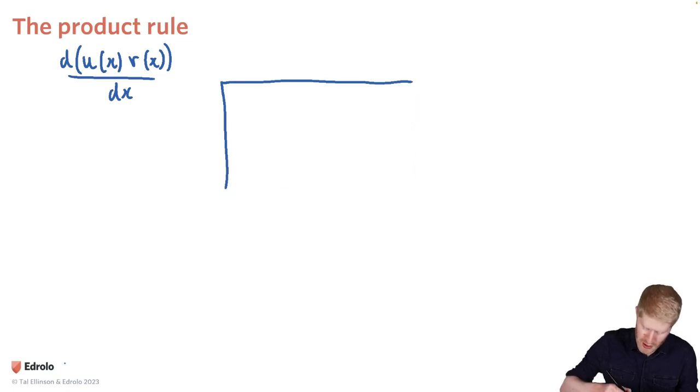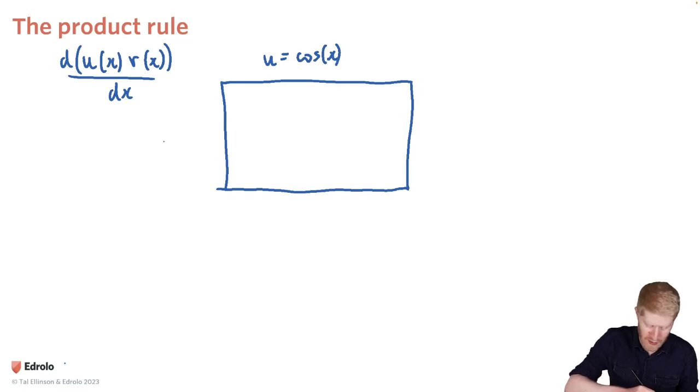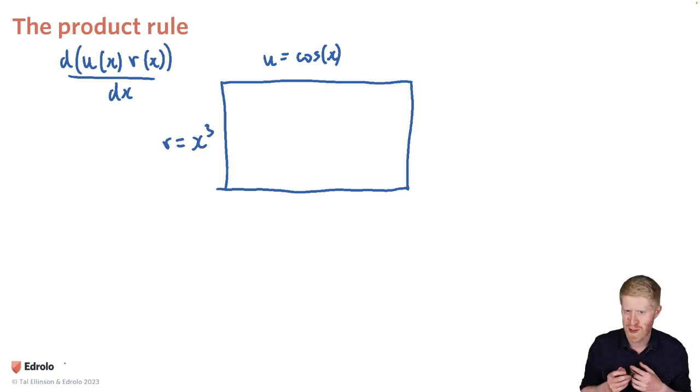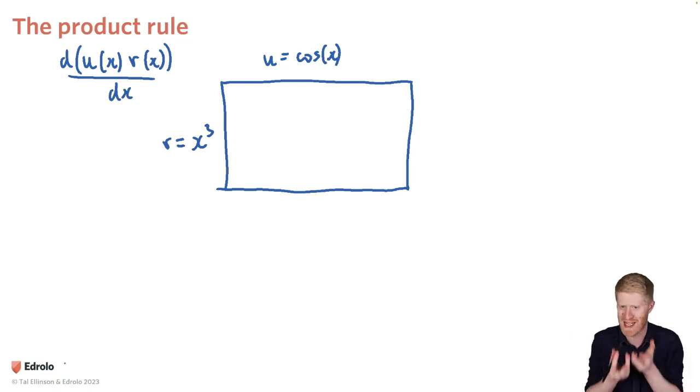And I'm going to make up some functions just to help us get a sense of what's going on. Let's say that we have u as being cos of x, and we have v as being x cubed. Now, of course, being functions of x, the cos and the x cubed are going to change. As x changes, the lengths of this rectangle are going to change.